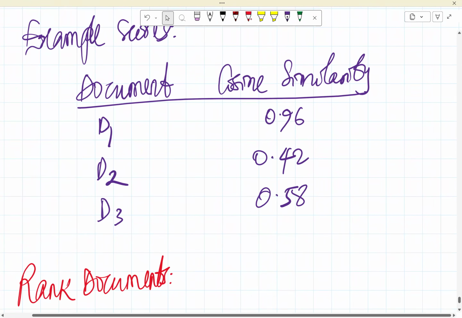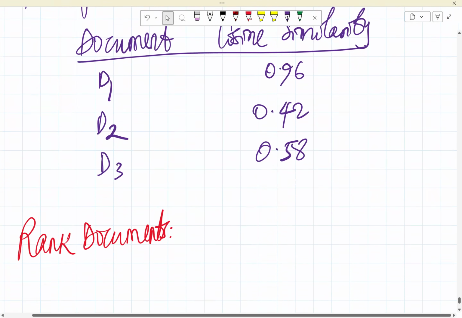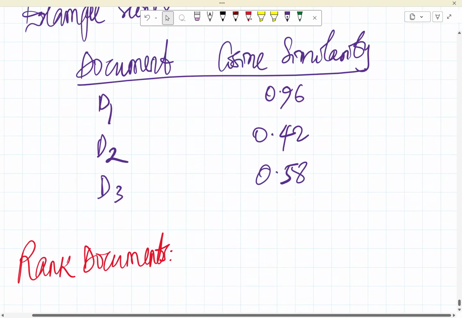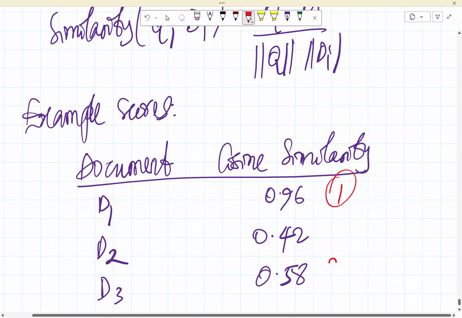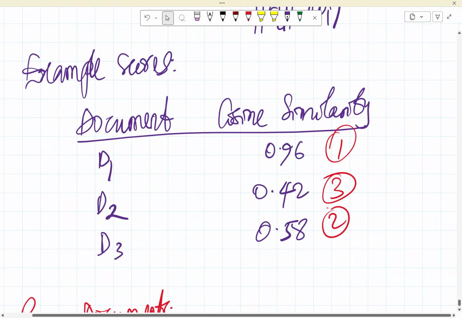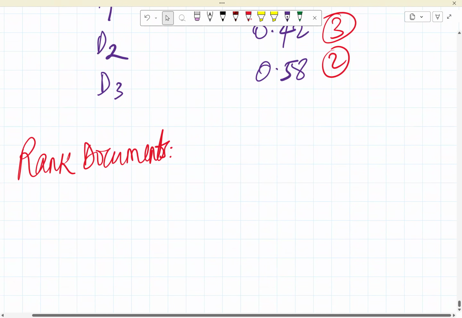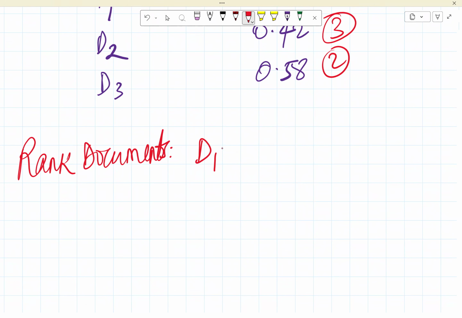So we sort the documents by similarity score. If we sort by similarity score, it means that from here, this is number one, this is number two, this is number three. So D1 is number one, then D3 is number two, then D2 is number three based on the similarity scores.